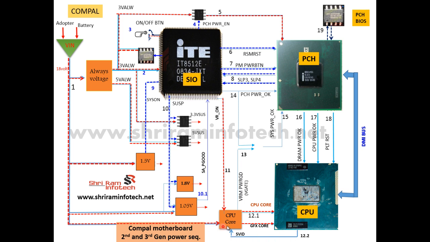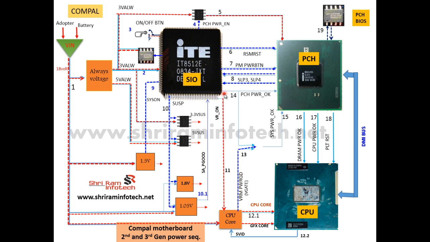So it communicates with the VRM section, and once this voltage gets stabilized and the CPU gets proper power, this VRM section generates a signal that is called the V gate, or the VRM power good. The VRM power good signal means this VRM section is working fine and the CPU got the power. It generates this VRM power good signal at step number 13.